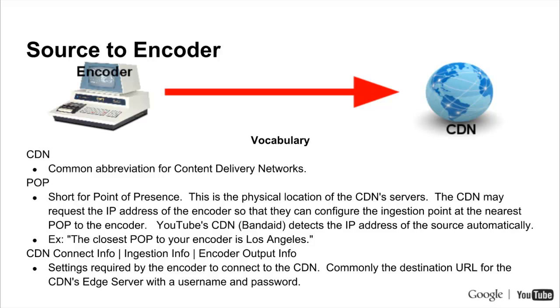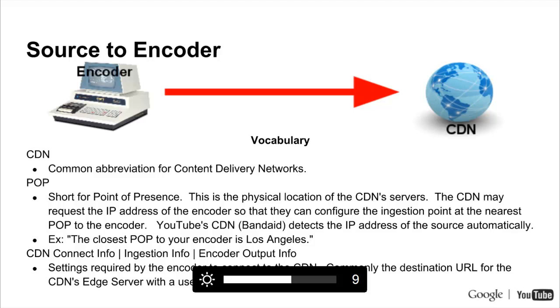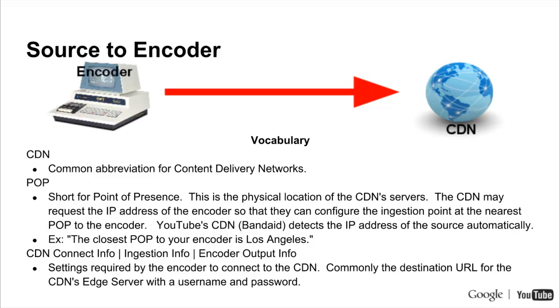Your CDN connect info, your ingestion info, or your encoder output info are three common phrases that you hear that mean the same thing. You're talking about where on the CDN you're sending your traffic. So in most cases, your CDN is going to give you the address of a server. That is what connects you to your CDN.